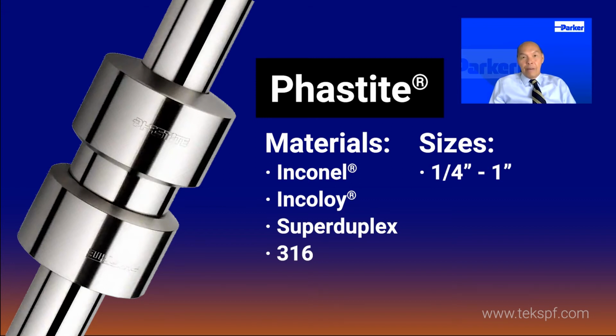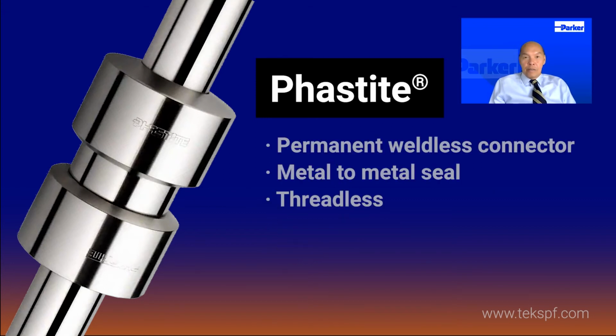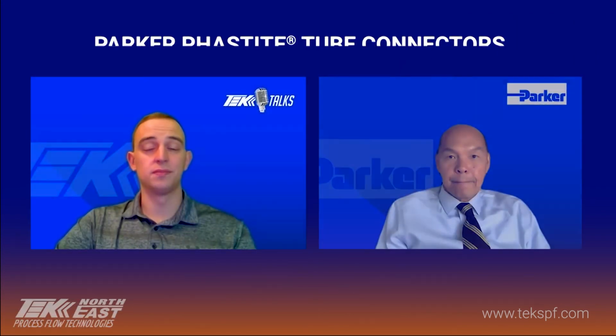But the best way to think about Phastite is as a permanent weldless connector. It's a metal to metal seal, and it's threadless. So when you put all that together, the only alternative would be orbital welding or some kind of welding, and there are a lot of processes involved with pre- and post-weld. Awesome. Thank you, Bob.